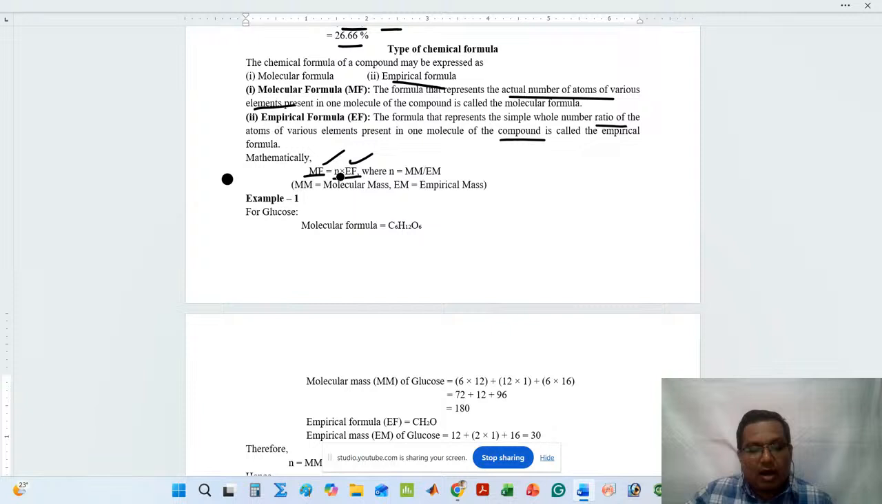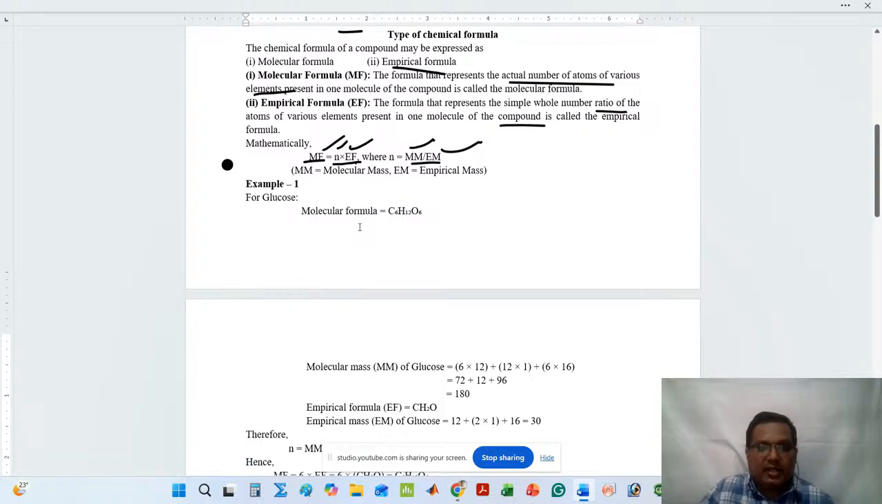Then how can you find the value of N? Here I can find N is equal to molecular mass by empirical mass. There is a relation between molecular formula and empirical formula. The relation is molecular formula equals N into empirical formula, where N is equal to molecular mass by empirical mass. Look at that. How can I justify this?